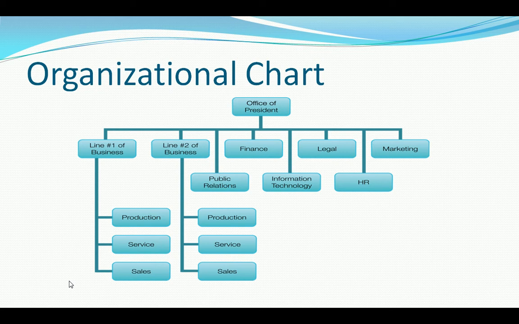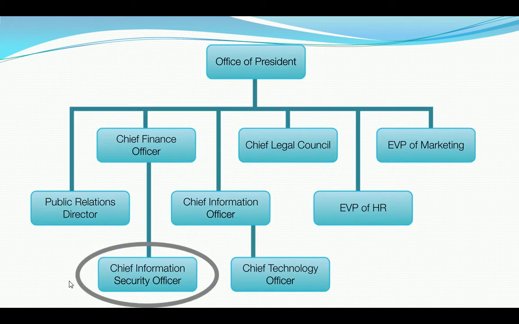In other organizational charts, you might see IT within different lines of the business, or you might see finance in different lines of the business. So again, this gives you a sense of the layout of the company. In this example, take a look at where our Chief Information Security Officer is. You've got the Office of the President, and then under the President, you've got the CFO, and then under the CFO, you've got the CISO.